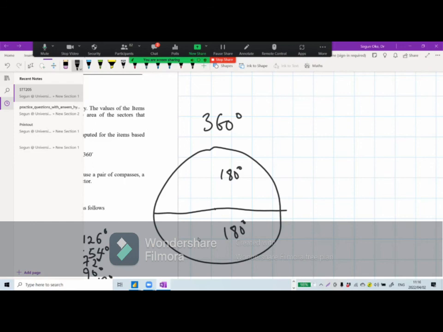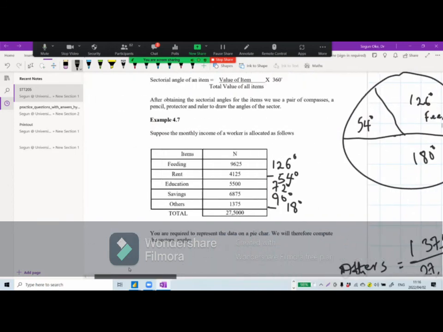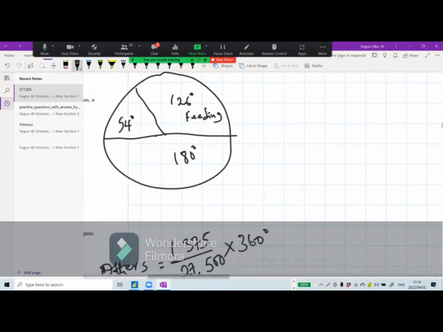So, meaning that I can take 54 out of this. I have this one, 180. I can call this one 54, so that the other side will be 126 degrees. You know what 126 is? Yes, sir. Feeding. We have 126 already. 54 is what? Rent. You call this one rent. Then the next one is what?